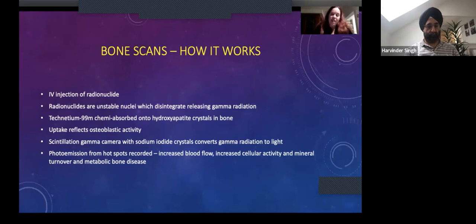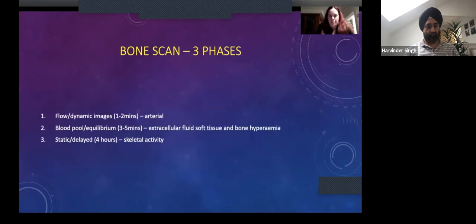This allows a reflection of the osteoblastic activity within the bone, and a scintillation gamma camera can convert the gamma radiation to light using sodium iodide crystals. The hotspots are recorded from areas of increased blood flow, increased cellular activity, and mineral turnover, and metabolic bone disease.